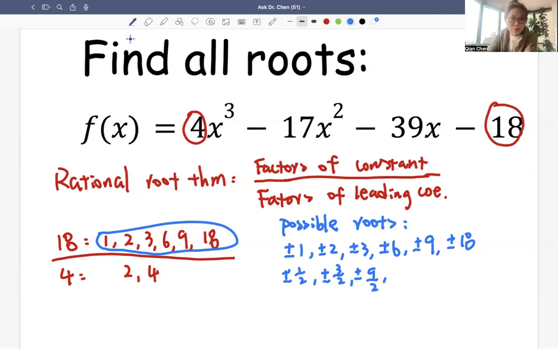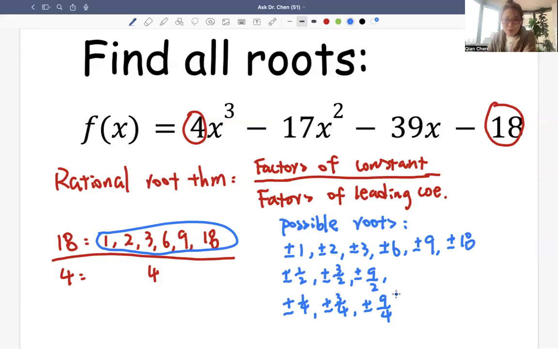Now we have divided by 2, it's done. Now we divide by 4. So plus minus a quarter, plus minus half, 2 divided by 4 is half, we have already. Then plus minus 3/4. Then plus minus 6 divided by 4, which is 3 over 2, we have already. Then plus minus 9 divided by 4. So the roots of f, for rational roots, real roots, are from here. We're not talking about complex roots.